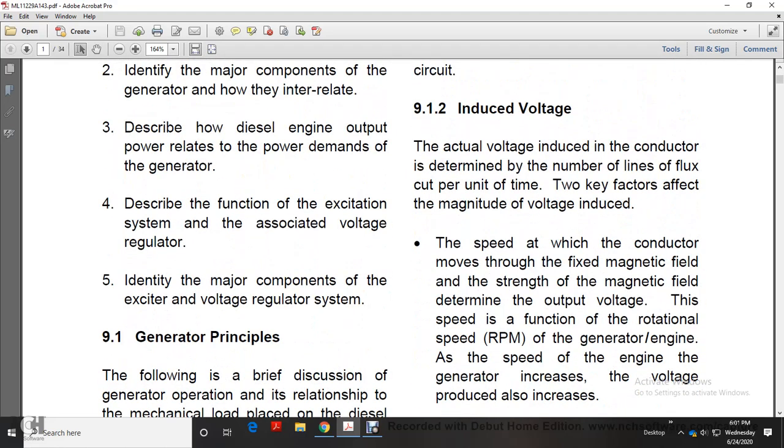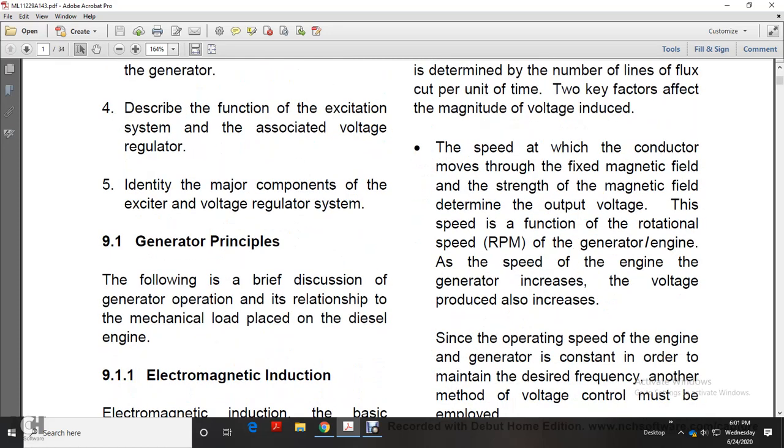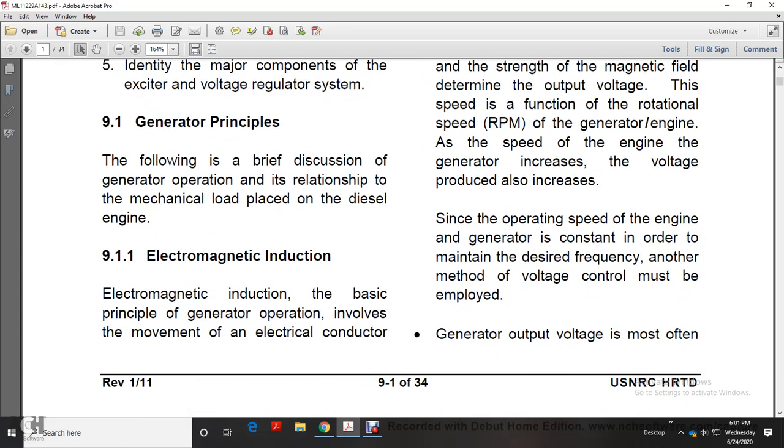9.1.2 Induced voltage. The actual voltage induced in the conductor is determined by the number of lines of flux cut per unit of time. Two key factors affect the magnitude of the voltage induced: the speed at which the conductor moves through the fixed magnetic field, and the strength of the magnetic field. Rotational speed of the generator and engine: as the speed of the engine and generator increases, the voltage produced also increases. Since the operating speed of the engine generator is constant in order to maintain the desired frequency, another method of voltage control must be employed.